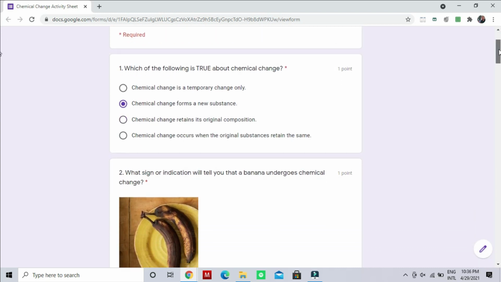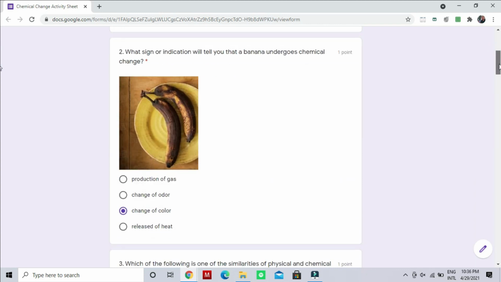Question number 1. Which of the following is true about chemical change? The correct answer is chemical change forms a new substance. Question number 2. What sign or indication will tell you that a banana undergoes chemical change? The correct answer is change of color.